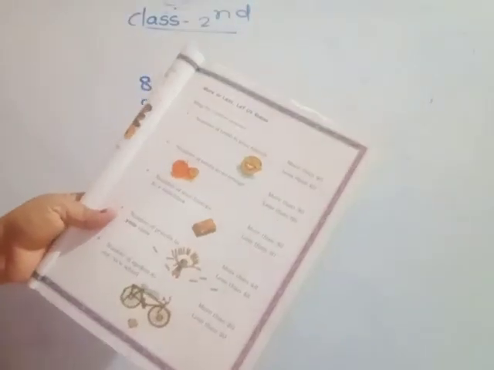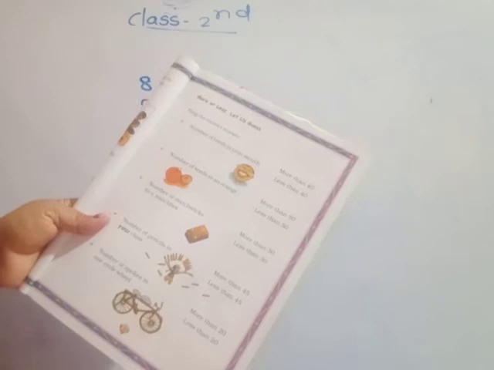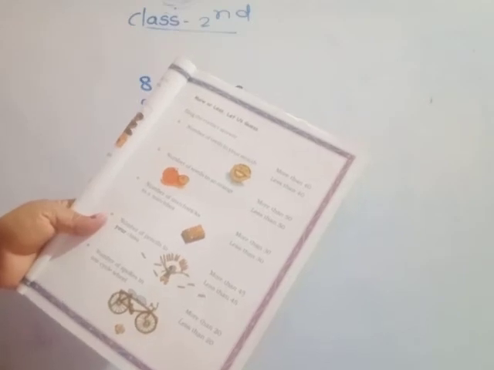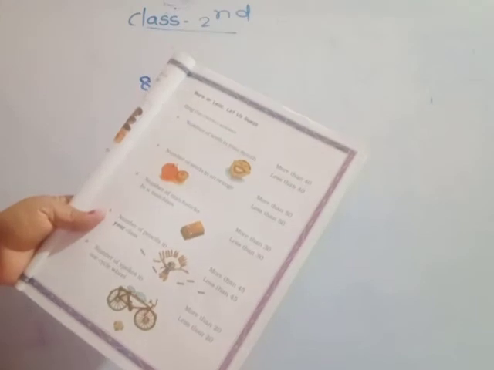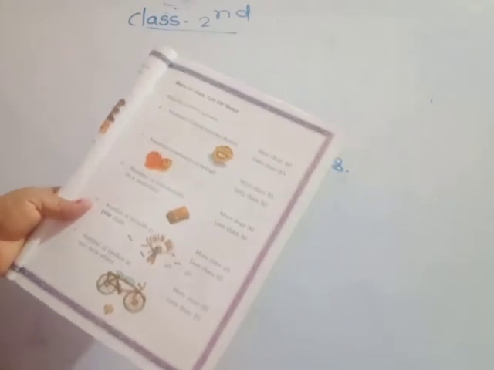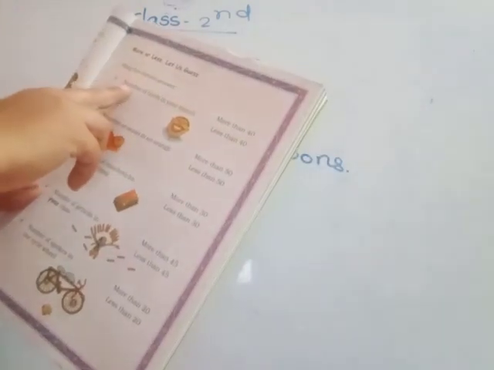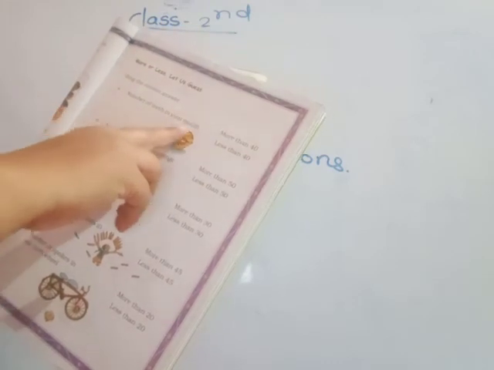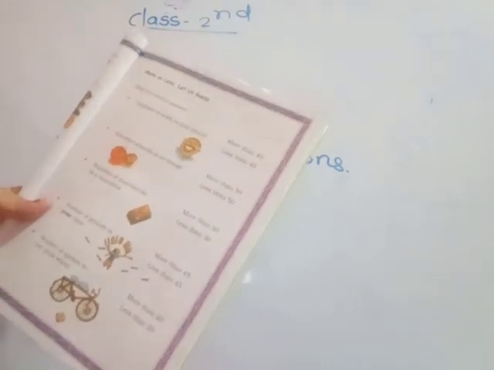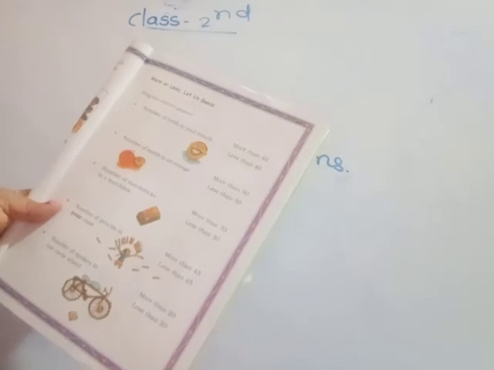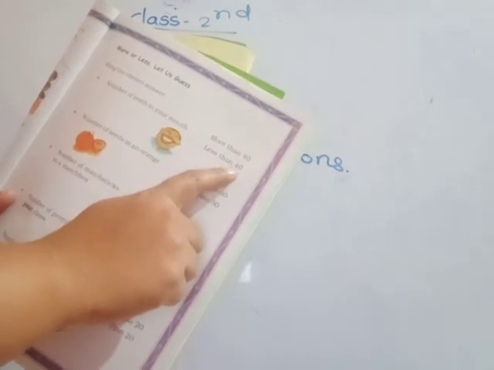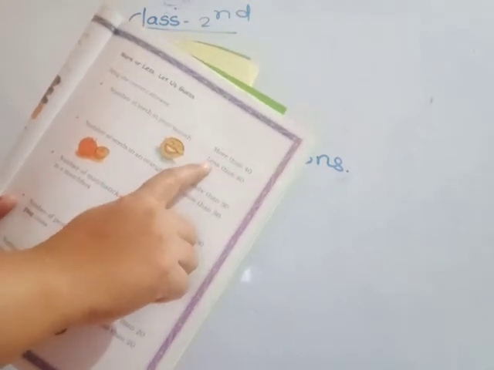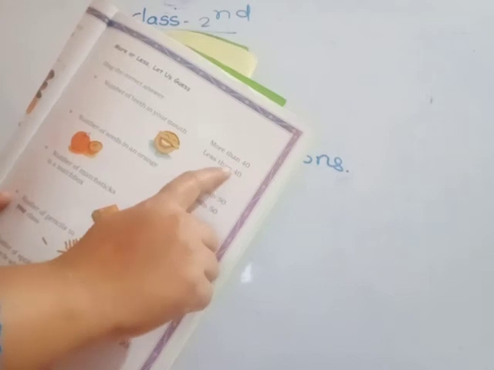Next it is more or less. Let us guess. You guess here which number is more and which is less. Ring the correct answer. Number of teeth in your mouth. How many teeth in your mouth? 32. Is it more than 40? No. Less than 40? Yes. This 32 is less than 40. Then you correct here.